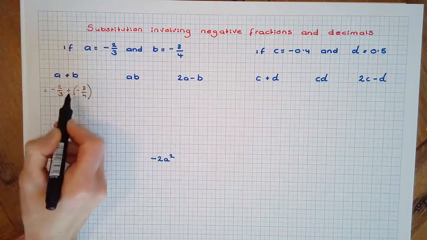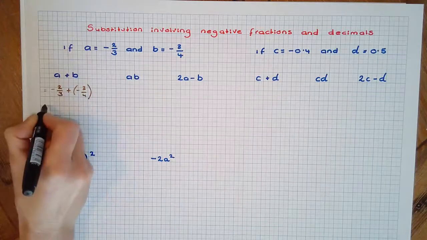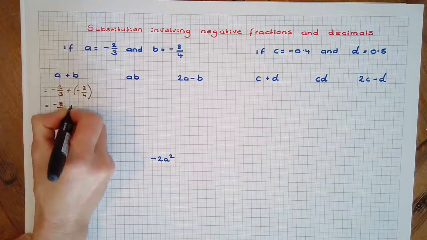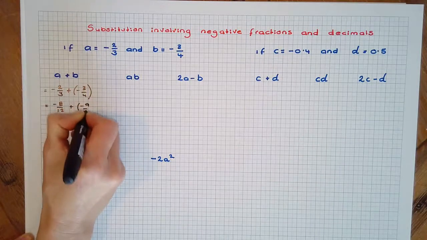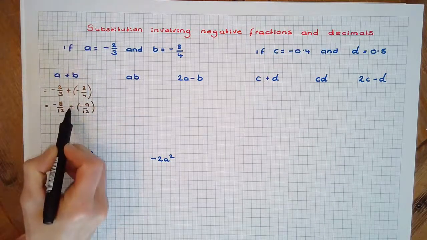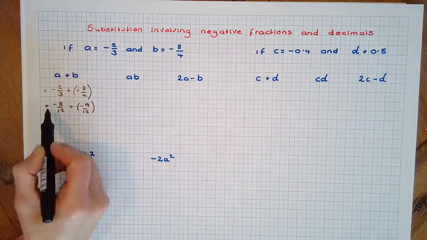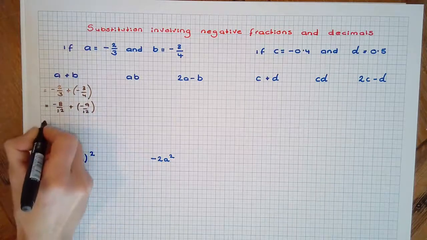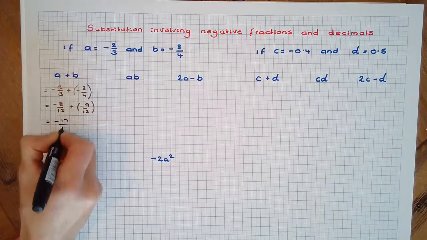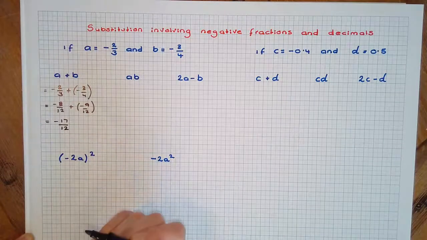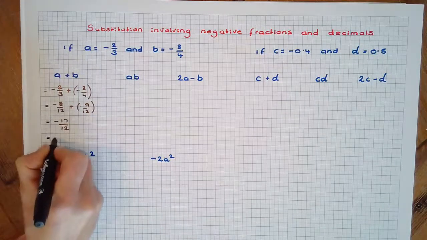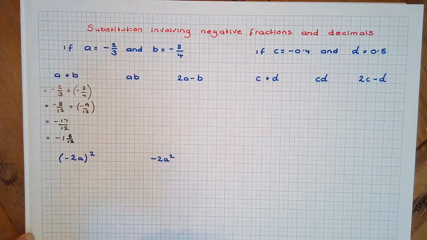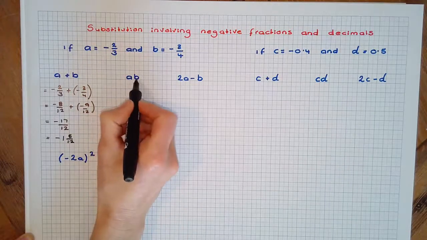To be able to add or subtract fractions, they need common denominators. Equivalent fractions are negative 8/12 plus negative 9/12. Adding a negative is the same as subtracting. That is, negative 8/12 take away negative 9/12. We'd be left with negative 17/12. You could leave your answer as an improper fraction or convert it to a mixed number, negative 1 and 5/12.